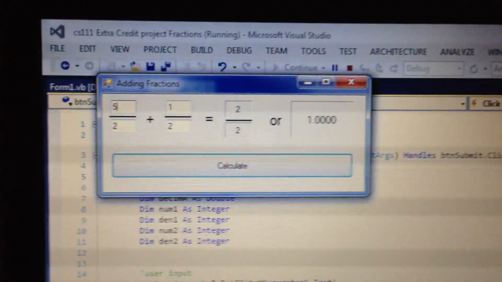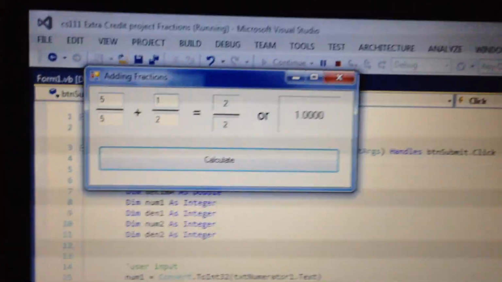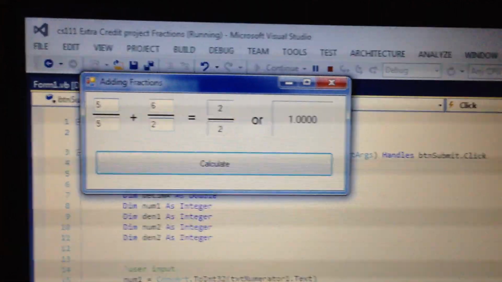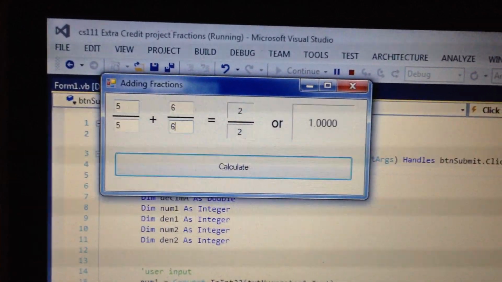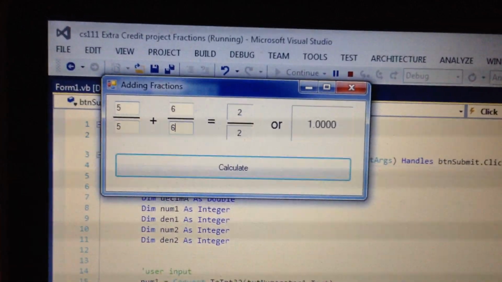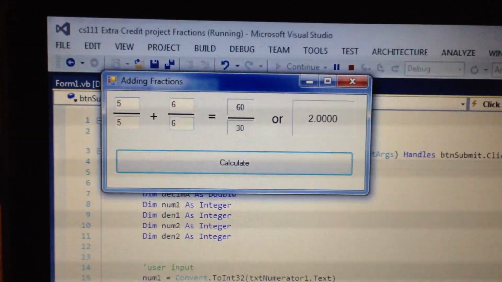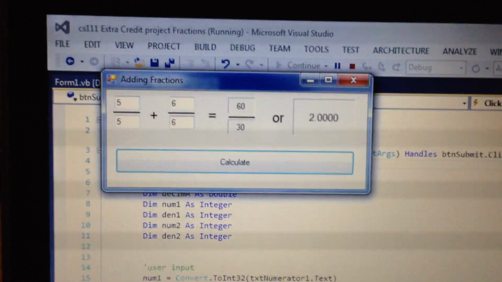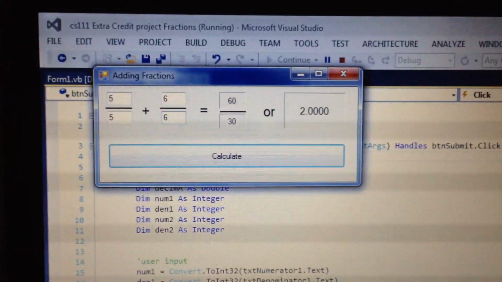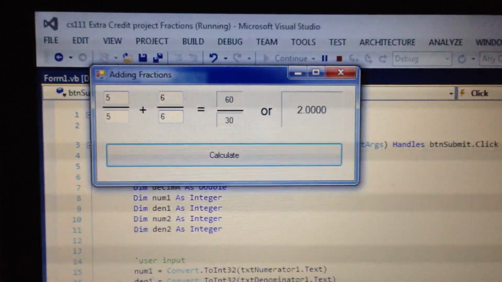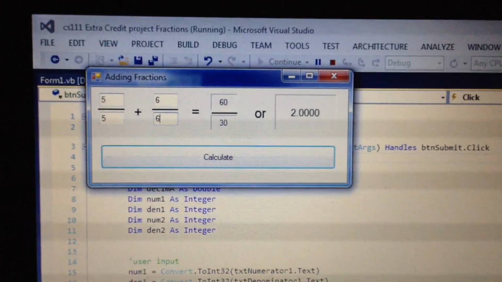Now we have 5/5 plus 6/6, which we know 5/5 is 1, and 6/6 is 1, so 1 plus 1 will be 2. Let's see if that comes out. And yes, it is 2. The denominators were multiplied to give you 30, and the math was done on the top to give you 60. Alright, so 60/30 is in fact 2.